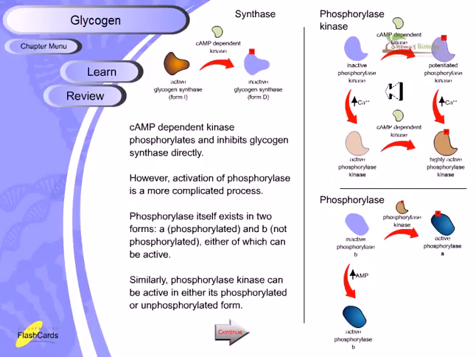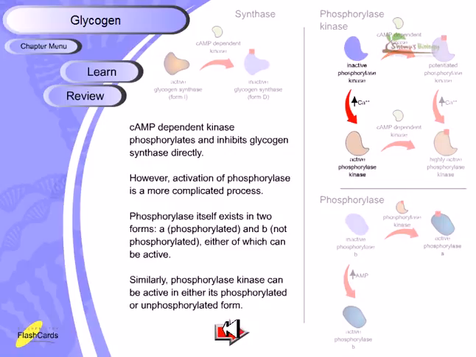Now these are the two different forms of the phosphorylase enzyme that are present. One is phosphorylase A, which is much more active, and the other is phosphorylase B, which is less active. Phosphorylase B can be converted into phosphorylase A by the presence of AMP, and also due to the presence of phosphorylase kinase enzymes.